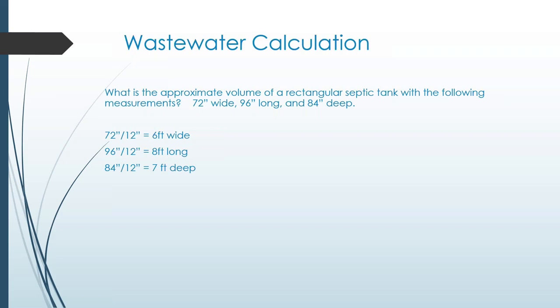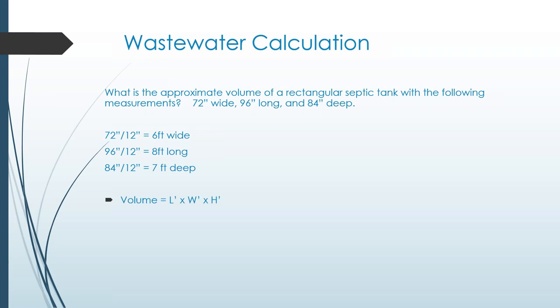What is the approximate volume of a rectangular tank with the following measurements? 72 inches wide, 96 inches long, and 84 inches deep. Well, the very first thing we're going to do is convert the measurements that are currently in inches to feet. And we're going to do that by dividing by 12. So 72 inches equals 6 feet. 96 inches equals 8 feet. 84 inches divided by 12 equals 7 feet.